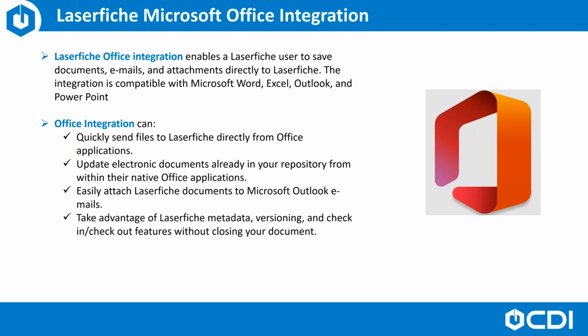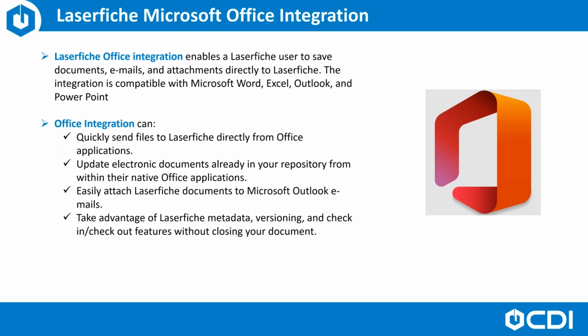You can update electronic documents already in your repository from within their native Office application. So this is very useful if you have a Word document users are still collaborating on. You can open that document in Microsoft Word, and in the Word application, you can use the Laserfiche ribbon within that application to be able to update any metadata. For example, you can change the template, add any additional index values. You can create document links, tag documents as well. You can do all of that from Microsoft Word and have that be saved into Laserfiche.